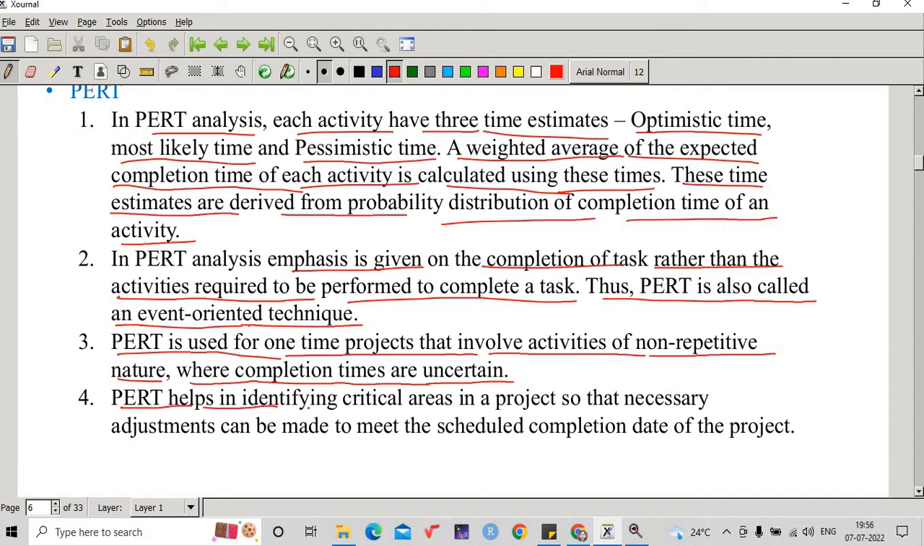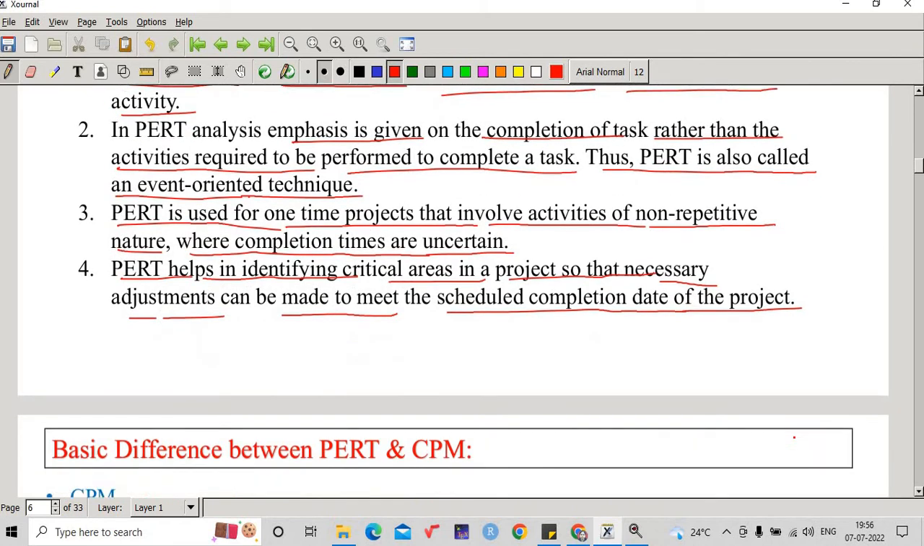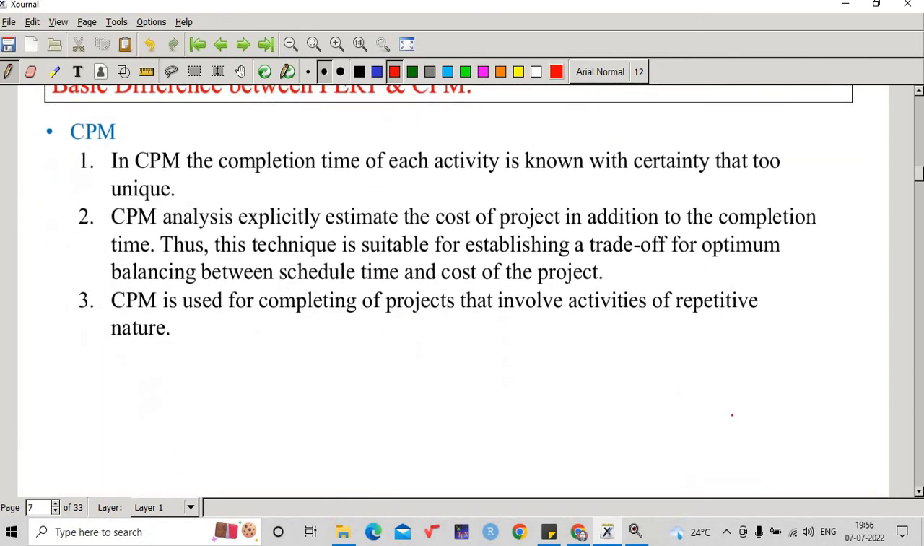Similarly, PERT helps in identifying critical areas in a project so that necessary adjustments can be made to meet the scheduled completion date of the project. So this is nothing but our PERT. Now let us try to understand the CPM so that you can understand the difference between the two.